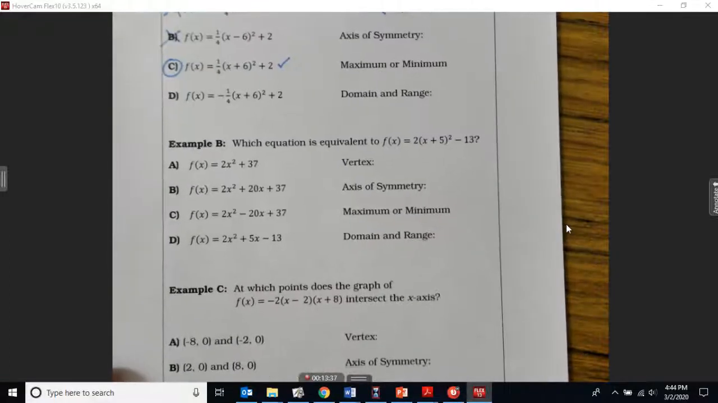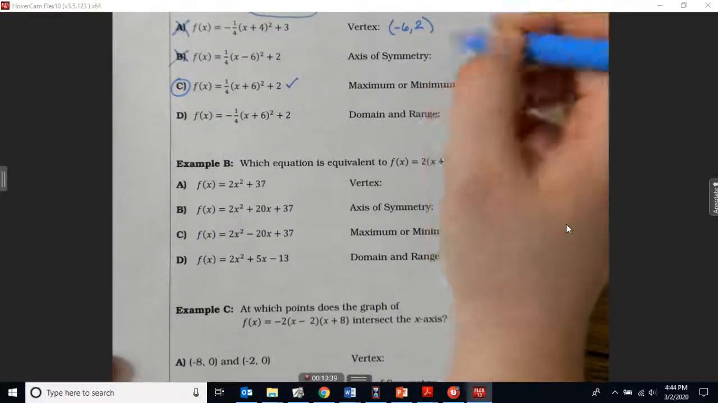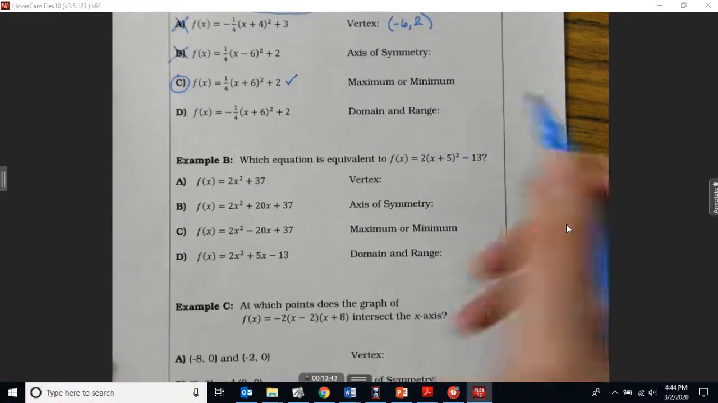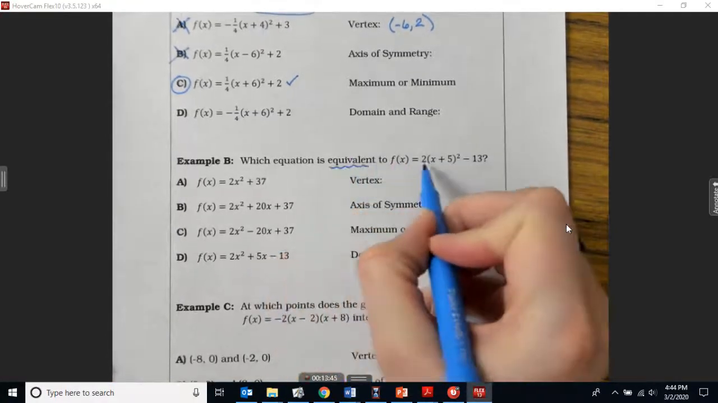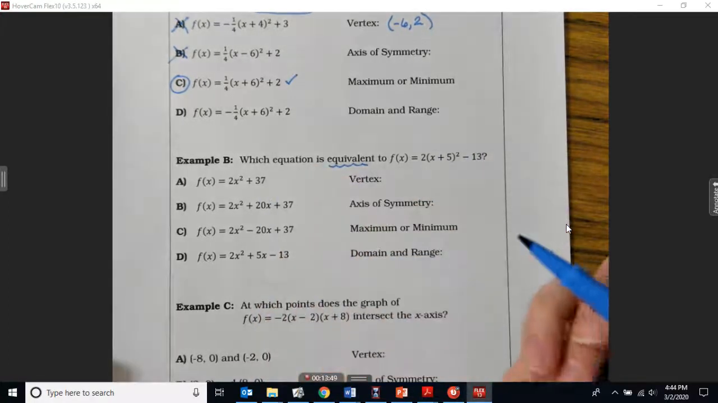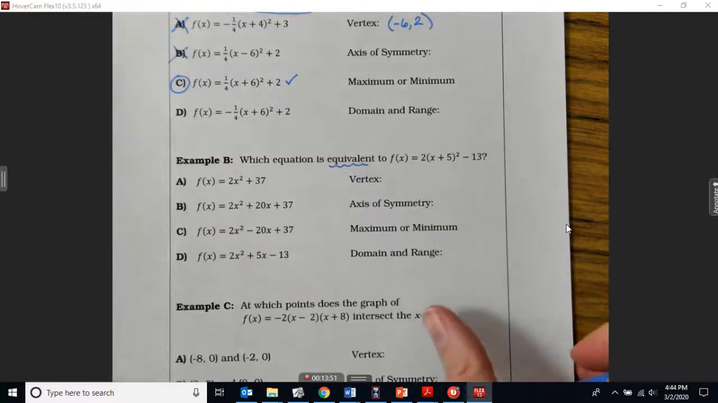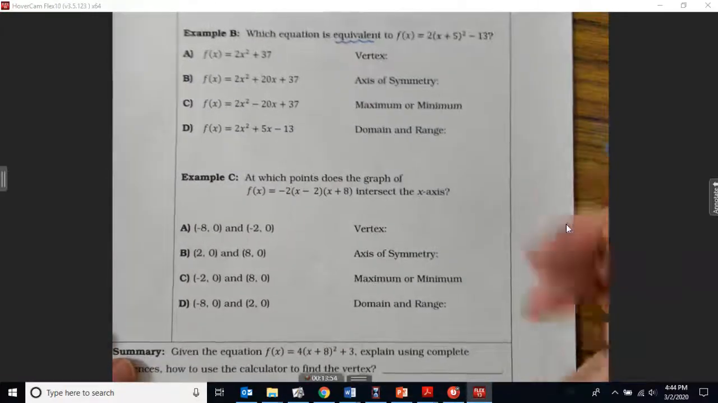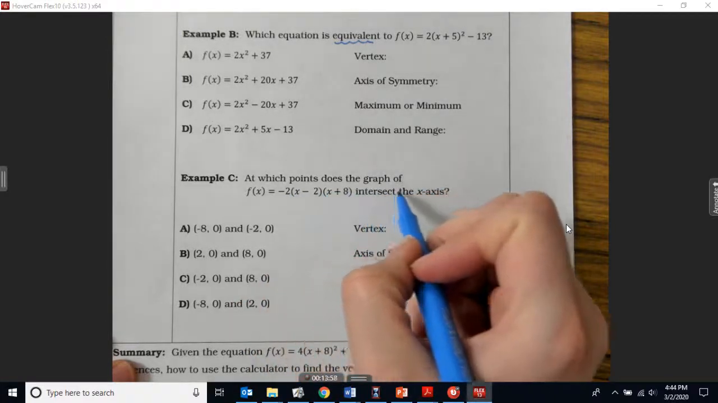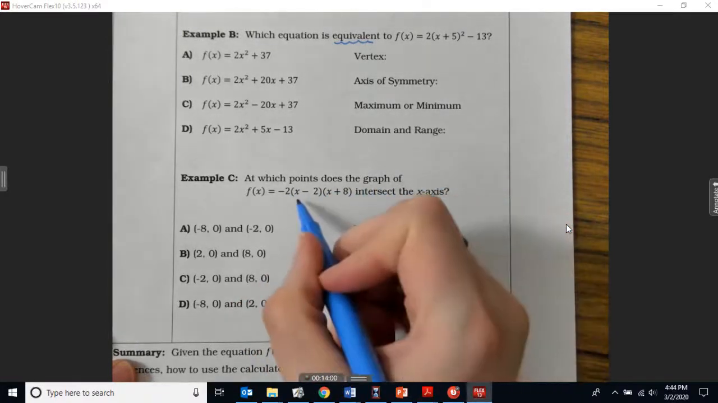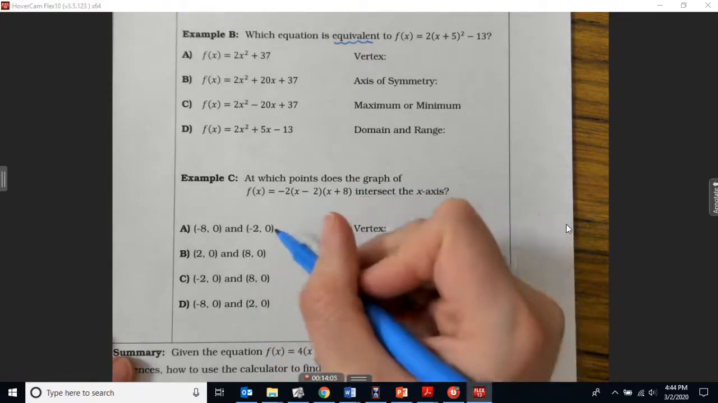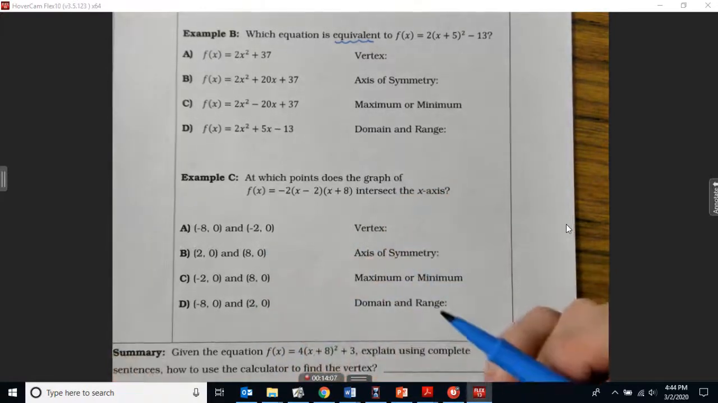Okay, we're going to skip this extra stuff for right now. Example B. This is just a graph and match. Which one is equivalent? So you're going to type in this equation, push tab, and type in your answer choices to find the one that matches. And then example C, at which points does a graph intersect the x-axis? So you're just finding the zero. So you're going to type this in and then look and see which one, where does it cross?